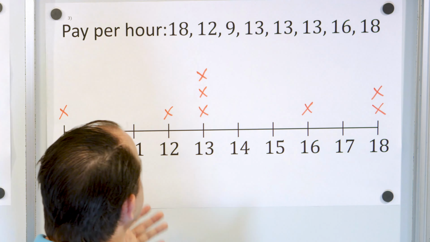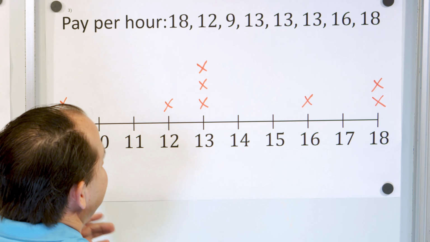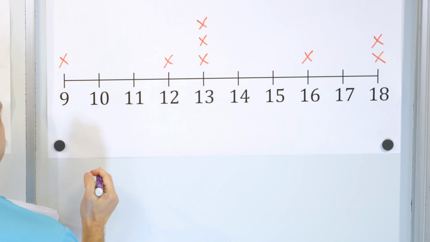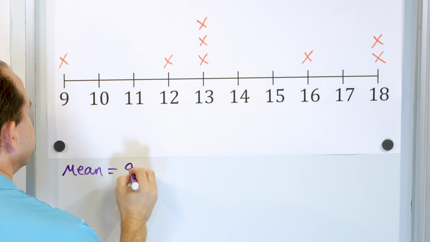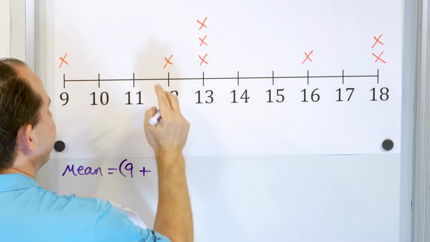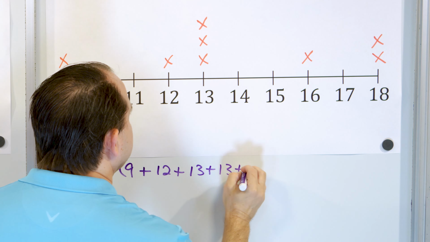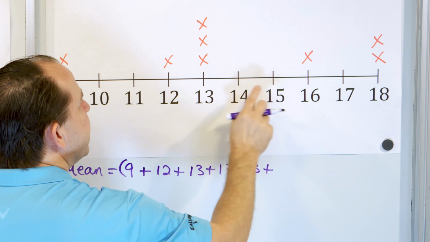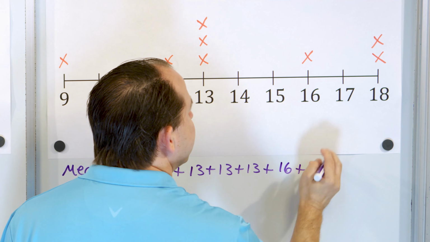Okay. So let's start out by figuring out, if you have a bunch of friends and they have a bunch of different pay rates, you probably want to know what the average value is. What's your average friend making? So let's calculate the mean. The mean is 9. We have 1 point at 9. Then we have plus 12. Then we have 3 of them at 13: 13, 13, 13. Right? Then we have 1 at 16. Then 18, 18.